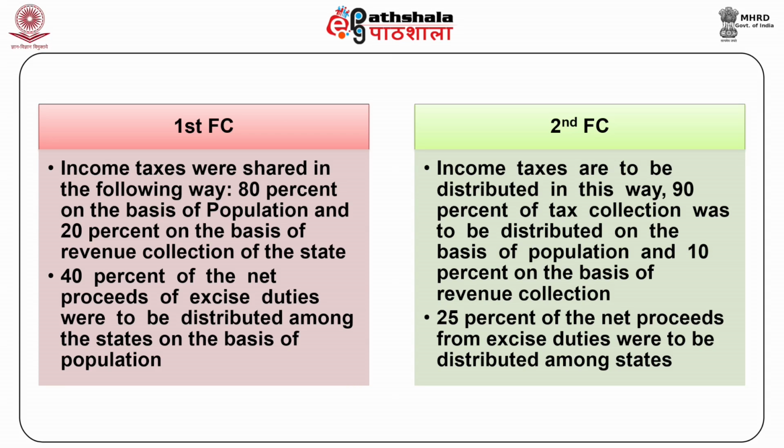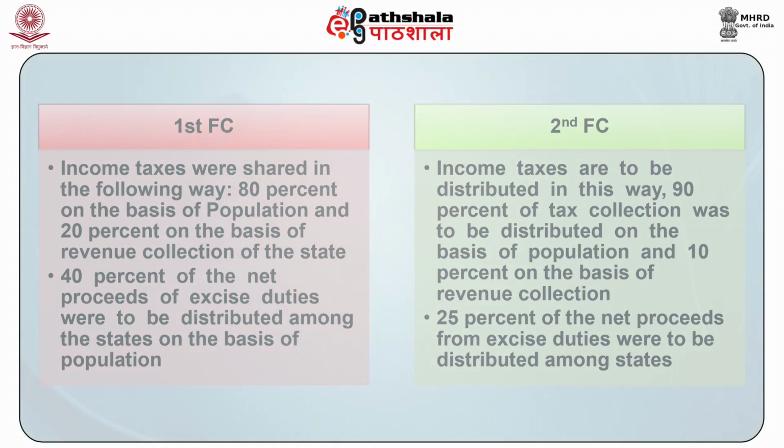Second FC: income taxes were to be distributed in this way: 90% of tax collection was to be distributed on the basis of population and 10% on the basis of revenue collection. 25% of the net proceeds from excise duties were to be distributed among states.